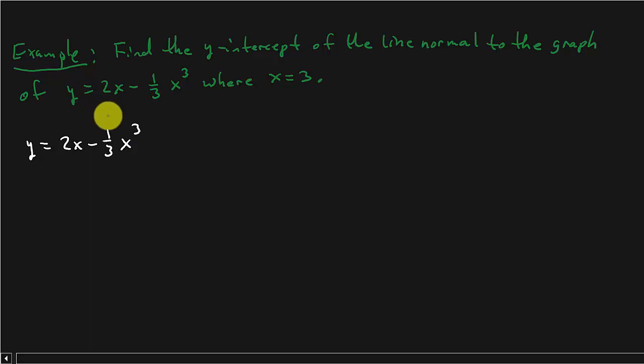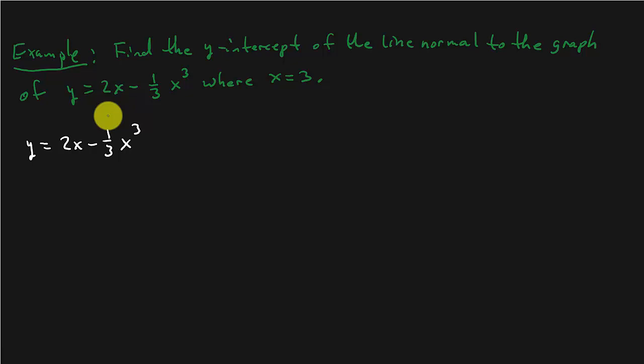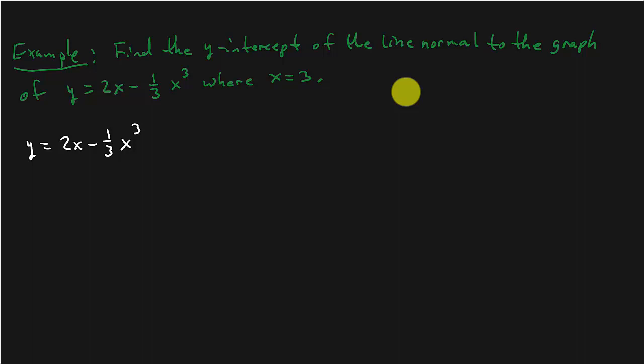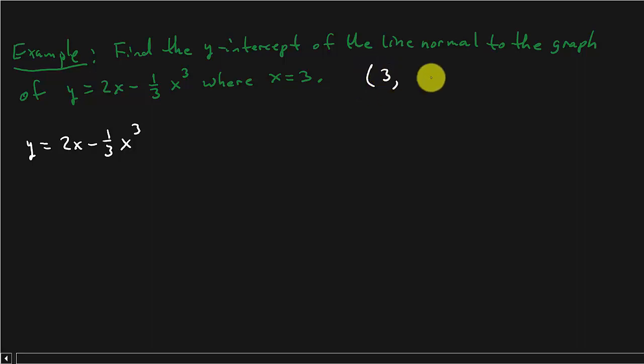Now, what has it been telling us in the other problems? In the other problems, it's been saying find the line normal to the graph or tangent to the graph at this point. They don't say at this point. They say where x equals 3. Well, in order to find the equation of a line, we've got to have a point on the line, don't we? We need to know the slope, and we need to know a point on the line. Well, they tell us that x equals 3. So I've got the x coordinate of my point.